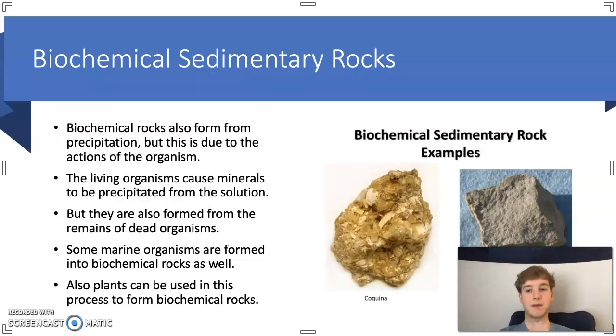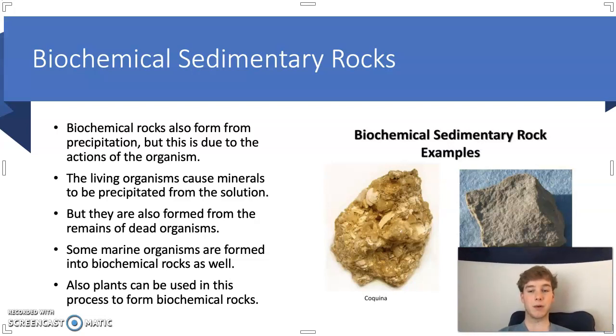And lastly, we have the biochemical sedimentary rocks. The biochemical rocks form from precipitation as well, but this is due to the actions of the organism. They form from living organisms, which cause minerals to precipitate from the solution, but they also can be formed from the remains of dead organisms as well. So it's not just living ones, they can also form from dead ones.